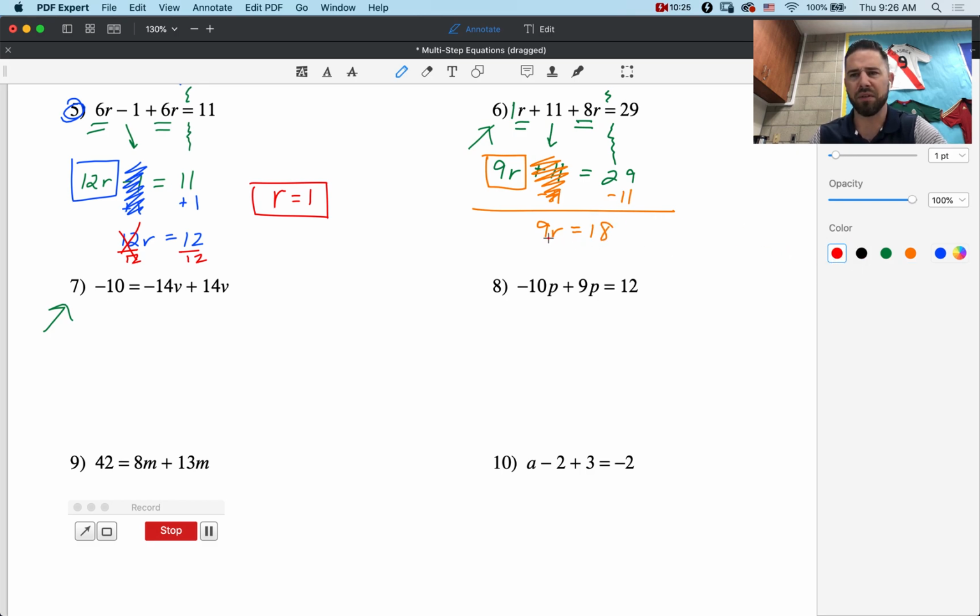What's being done to r? I have a little voice crack right there. What the heck is going on? What's being done to r? r is being multiplied by 9, so we do the opposite and divide by 9.